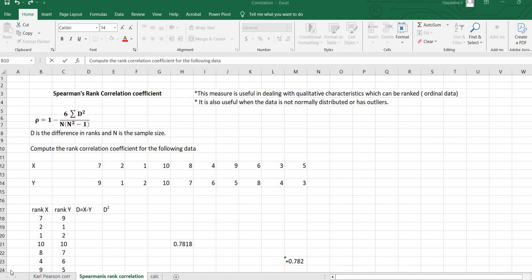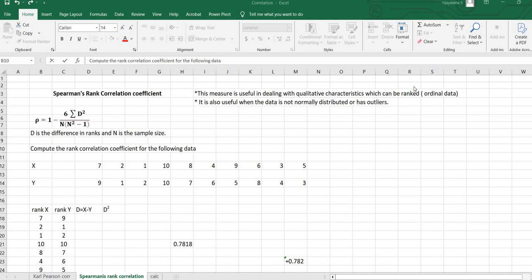Welcome to today's video on Spearman's rank correlation coefficient. In one of our previous videos, we have already seen correlation analysis and the calculation of Karl Pearson's correlation coefficient, both manually as well as using Excel and the Data Analysis Pack. Today we'll see Spearman's rank correlation coefficient, which is a measure useful when we have to study correlation for data that can be ranked.